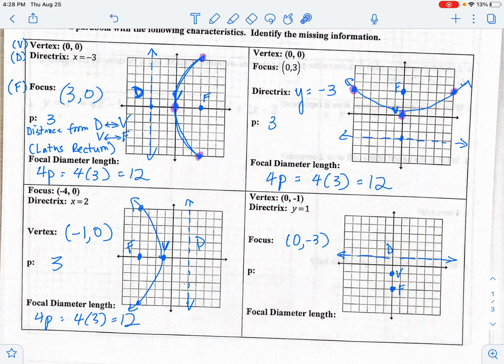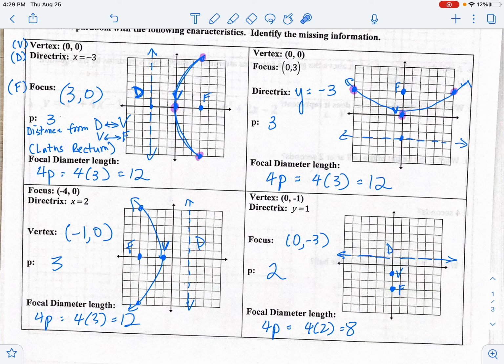P value, the distance between D to V or V to F. This time it's not 3 anymore. This time, if we count it, it's actually 2. 2 spaces. So P is 2, meaning our focal diameter, 4 times 2, is going to give us 8. Spreading 8 evenly out to both sides, I will go 4 to the left and 4 to the right.